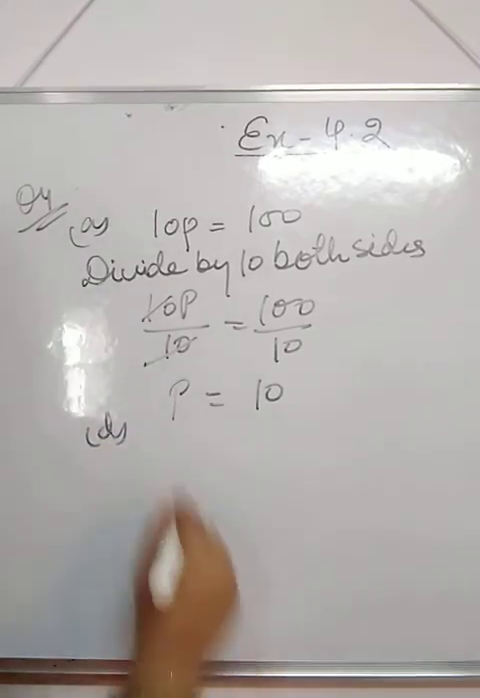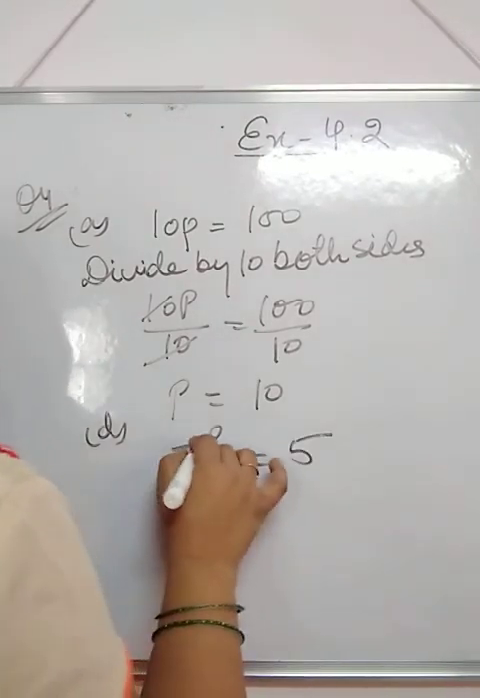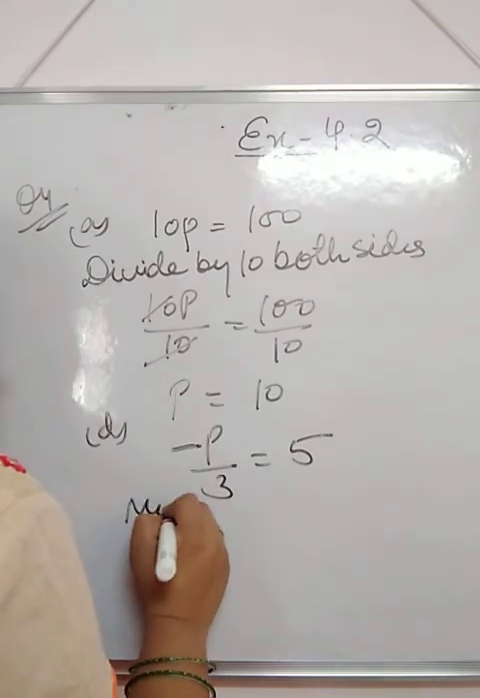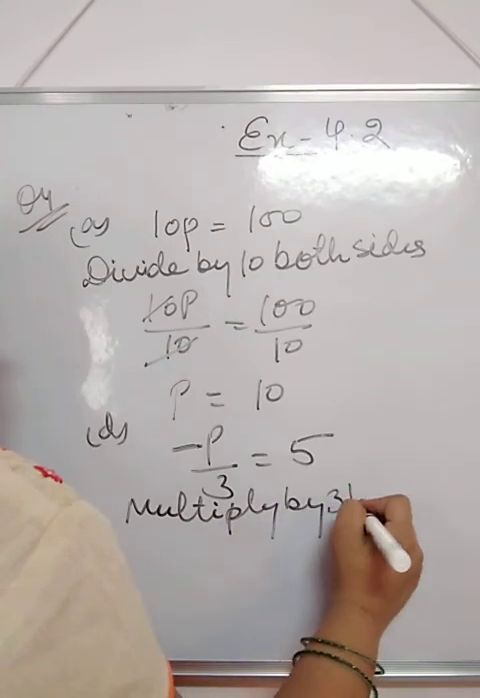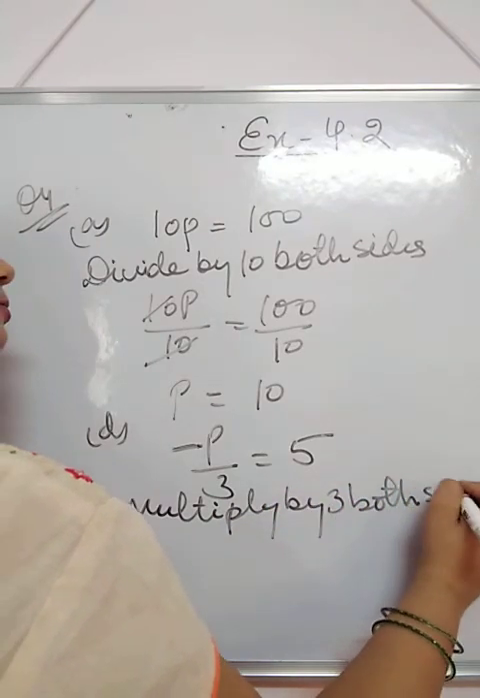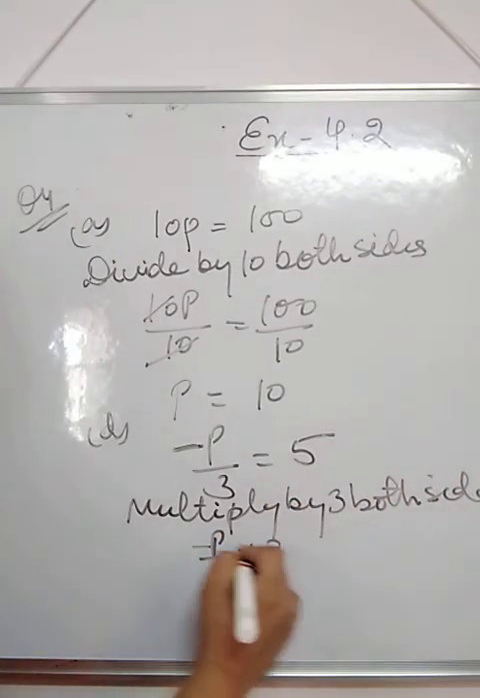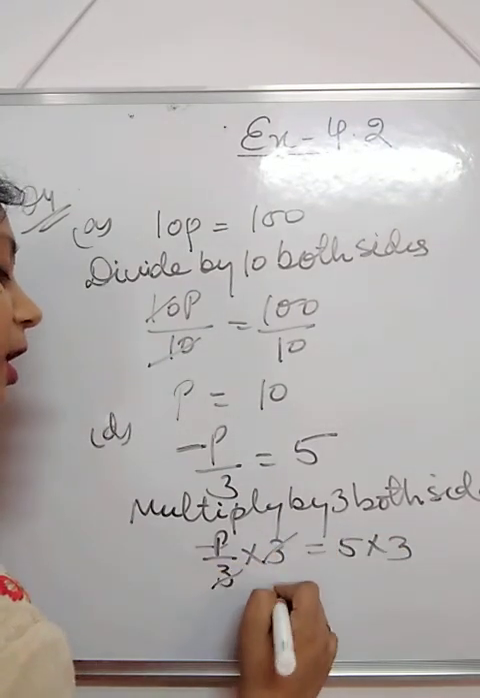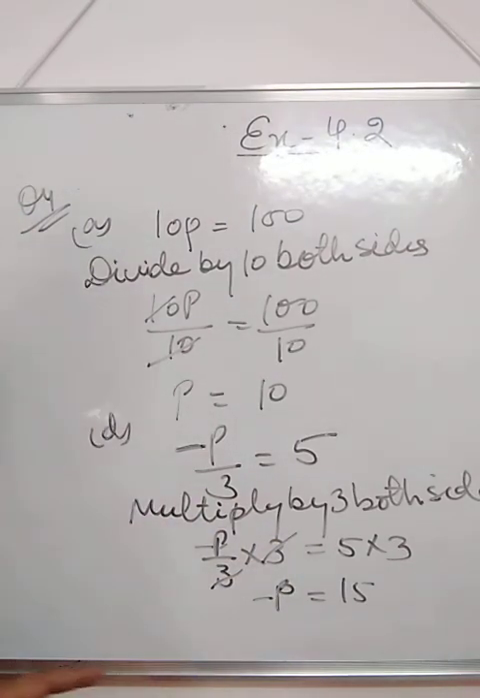Minus p upon 3 is equal to 5. 3 is in division with p. So first we will multiply by 3 both sides. Minus p upon 3 multiplied by 3 is equal to 5 into 3. 3 is cancelled with this 3. Now minus p is equal to 15. Okay, we have to find out the value of p, but this is the value of minus p.